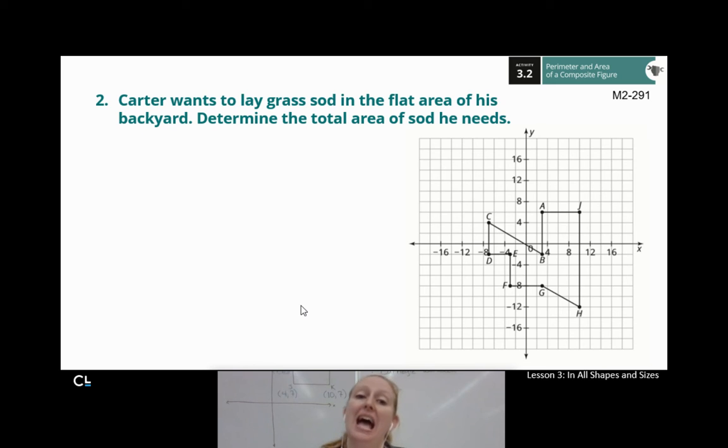Yay! And now, inside of the fence, Carter wants to lay sod in the flat area of his backyard. And now I want you to determine the total area of sod he needs. There may be a clue there. My advice to you, before you just dive in and go, is you might want to cut up his yard into triangles and rectangles because you know how to find the area of triangles and rectangles. So cut it up into bits that you know first, find the area of each piece, and then add them all back together again to get that total area that he needs.